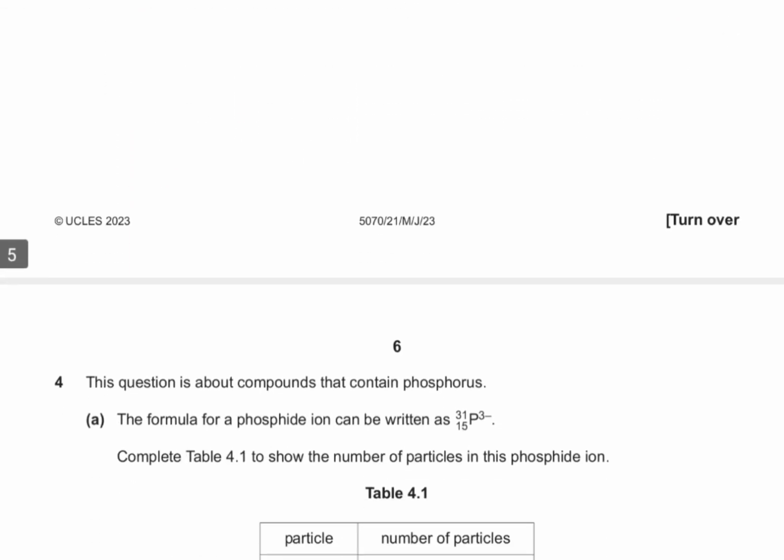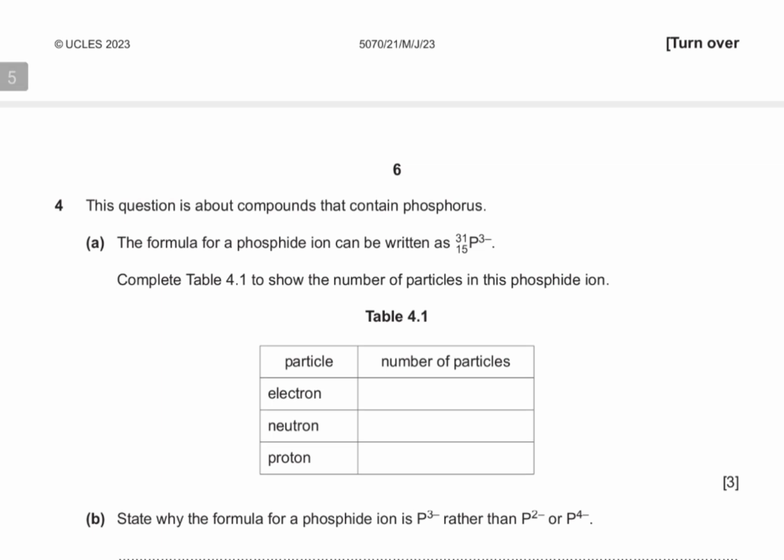Next, the question is about compounds that contain phosphorus, and we have phosphide, and the formula is written here. You have to determine the number of electrons, neutrons, and protons. Proton is obviously 15, the atomic number is 15. And neutron you have to do 31 minus 15, that will be 16. And electron is 15, and we have three extra electrons, so 16, 17, and 18. 18 electrons are here.